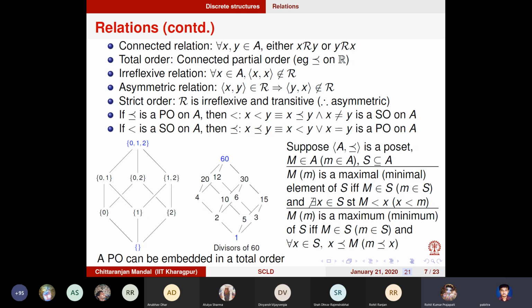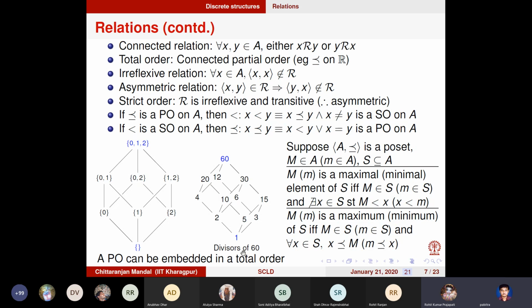Okay, so 1, 2, 5, 3, 6. So this set is the lower bound. Sir, 1, 2, 3, 6 only. 5 should not be there. Does 5 divide 12? 5 does not divide 12. So 1, 2, 3, 6. This rhombus, 1, 2, 3, 6.